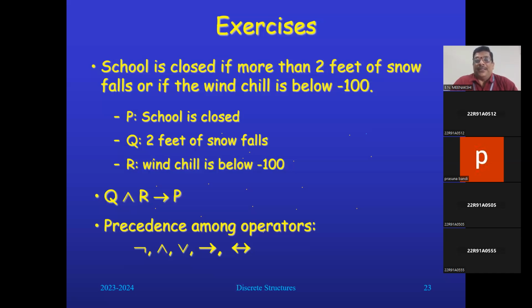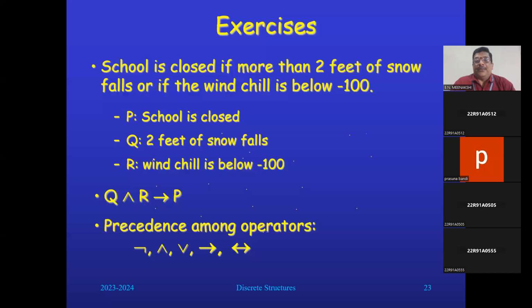So here we have "or" between the two propositions. If more than 2 feet of snow or if the wind chill is below 100, then the school becomes closed. The first proposition, 2 feet of snowfall, is Q. Intersection means they are giving "or", so you go with the conjunction. The next proposition is R: the wind chill is below 100. So Q intersection R.